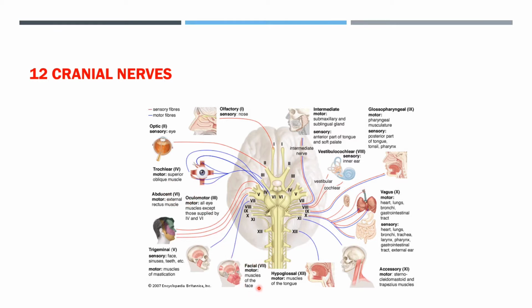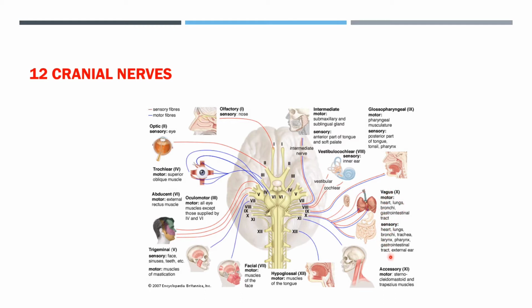Seventh is the facial nerve. It supplies the muscles of the face, and it also carries taste sensation from the anterior two-third of the tongue. Eighth is the vestibulocochlear nerve, where the vestibular portion is for the equilibrium and the cochlear portion is for the hearing. Then ninth is the glossopharyngeal nerve. The name itself suggests it supplies the pharyngeal musculature, and it is sensory for the posterior third of the tongue for the taste sensation.